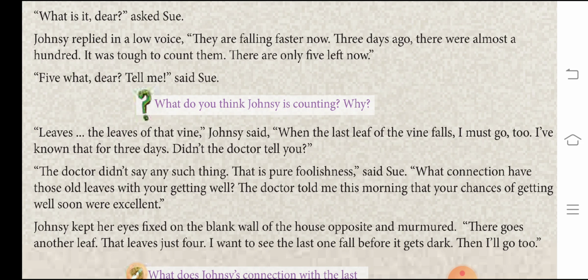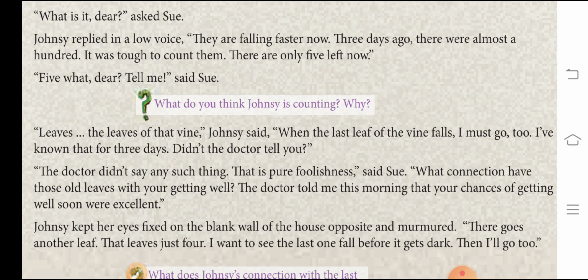But Joanna kept her eyes fixed on the blank wall opposite to her and murmured. Murmured means to speak slowly. There goes another leaf. अभी वो बोल रही है कि अब एक और गिर गया. पहले तो 5 ही बचे थे, अब 4 ही रह गए. That leaves just four. I want to see the last one fall before it gets dark, right? Now she said कि I want to see the last one कि कब गिरेगा, और जब गिरेगा last वाला पत्ता तो मैं भी मर जाऊंगी.